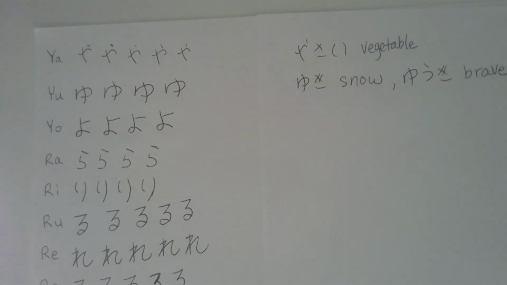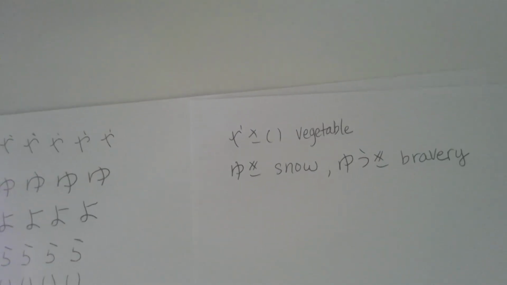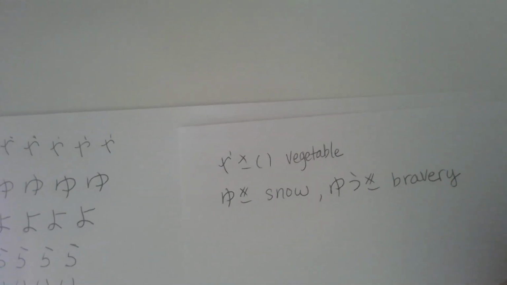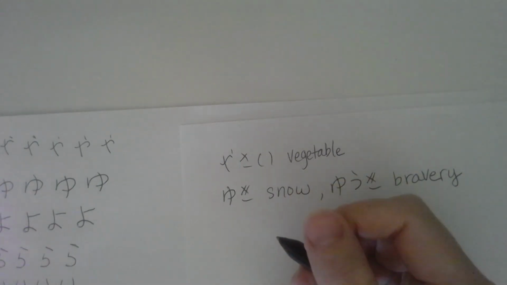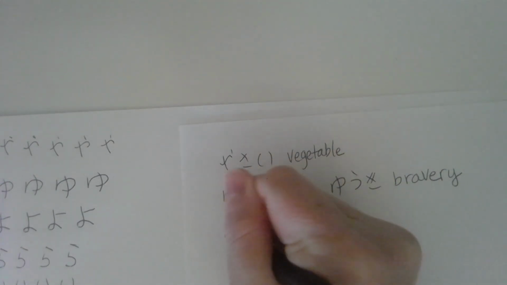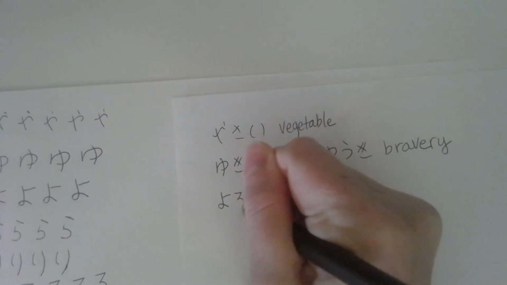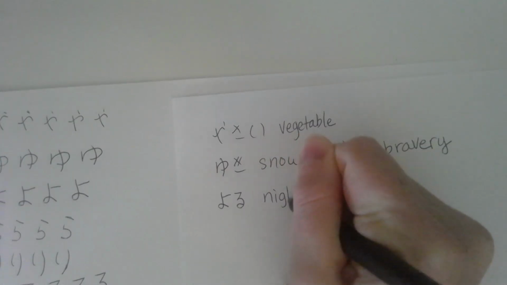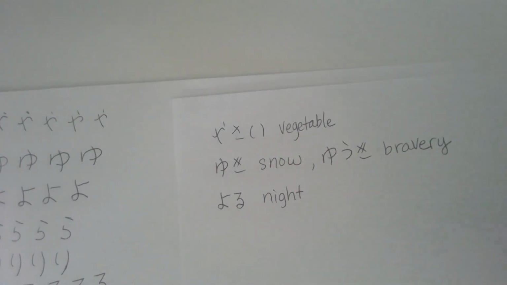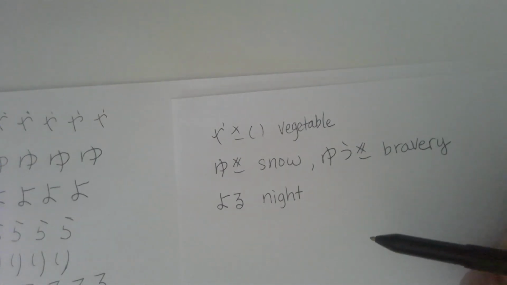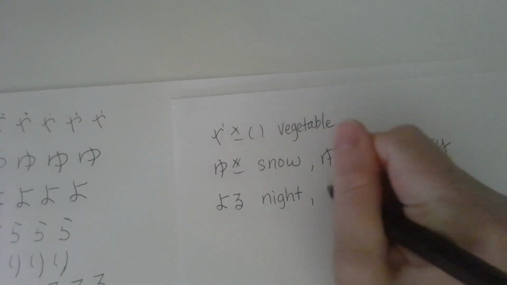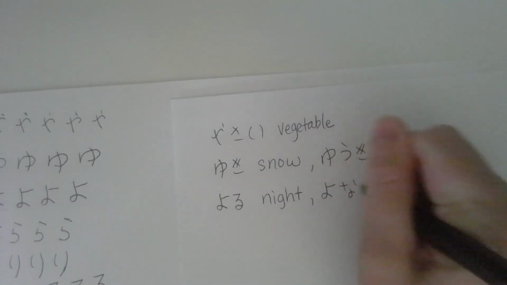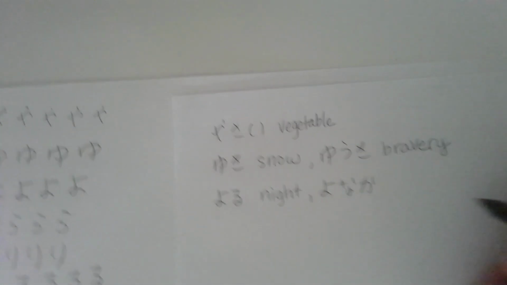Okay, for yo, we can do yoru, which means night. Yoru. Like the opposite of day is night, yoru. We could do yonaka, which means the middle of the night.